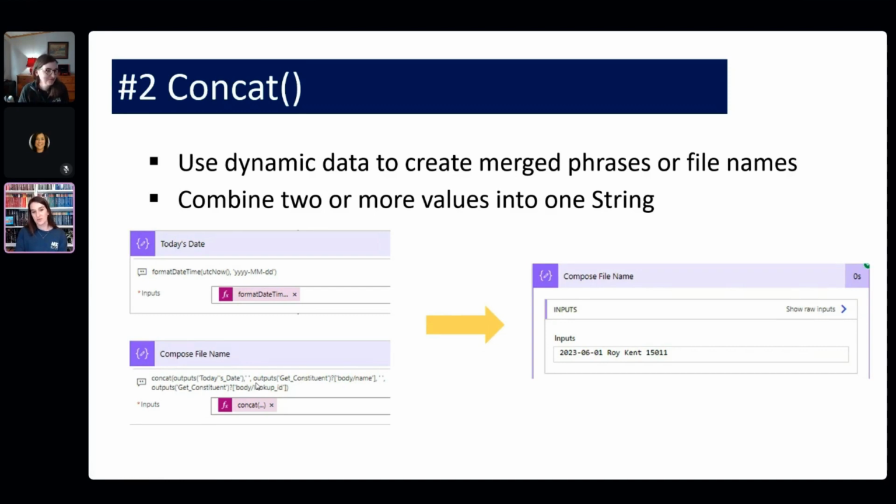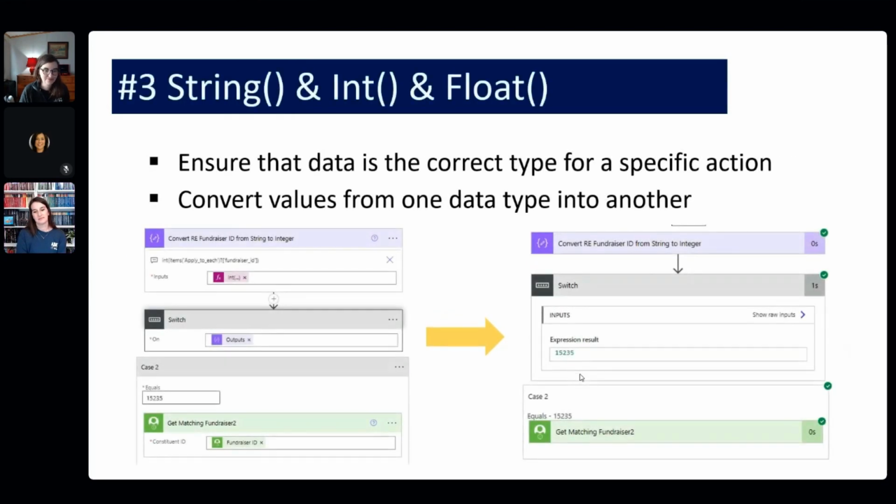Then we use dynamic content to get the constituent's name in, another space, and then the constituent lookup ID. This is where we use this most often, I think, when creating letters and you need a dynamic file name for each letter in your batch, so that it can be reused over and over.